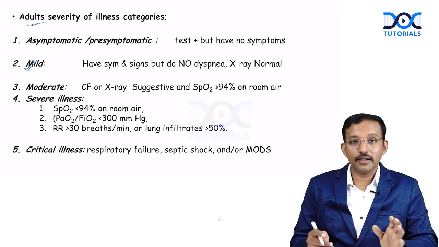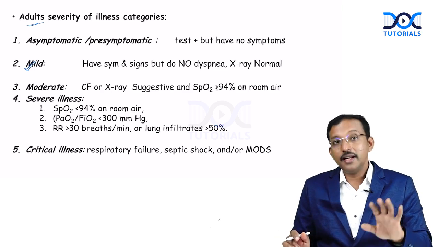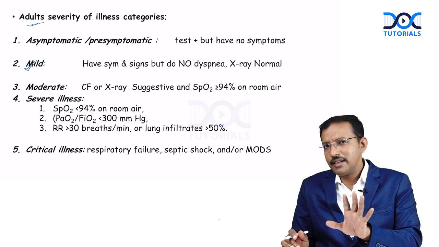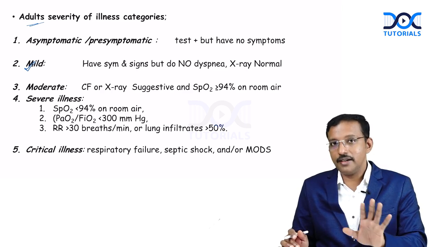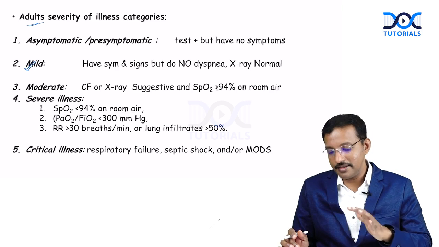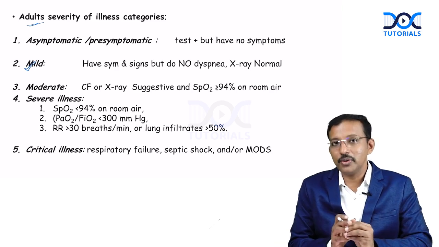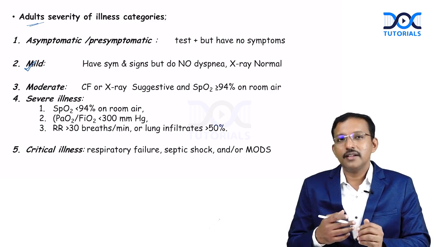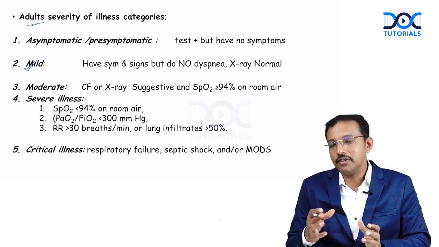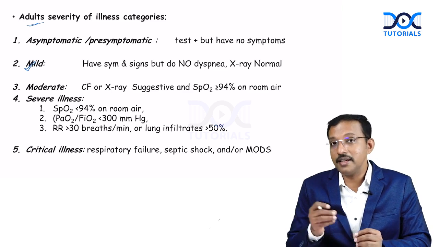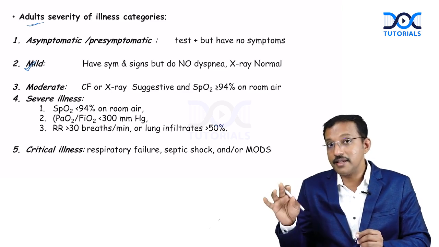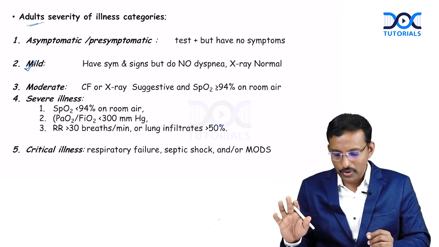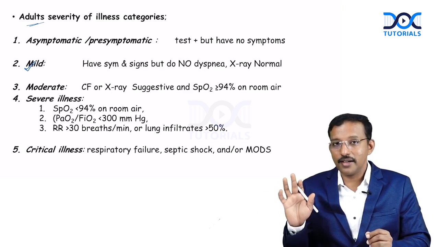This you can manage as an OP case. In a moderate case, we have clinical features along with some X-ray findings suggestive of a pathology or some haziness. You keep an SpO2 monitor, and there are features of small respiratory discomfort, difficulty to mobilize. Shortness of breath may initiate, but your saturation remains more than 94% in room air. This is a moderately severe condition.